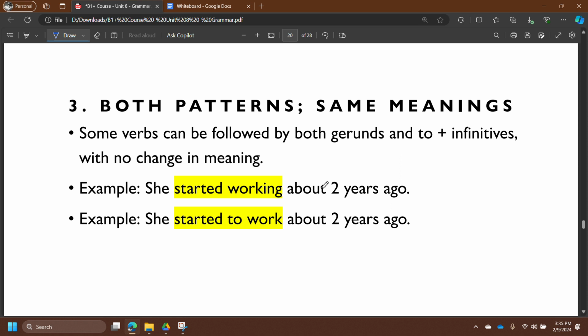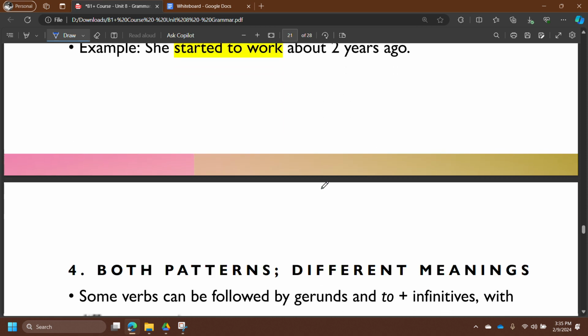Pattern 3. Both patterns but same meanings. Okay, so what do we mean by that? Some verbs, guys, can be followed by both gerunds and also to plus infinitives with no change in meaning, or at least no big change in meaning. Example, she started working about 2 years ago, or she started to work about 2 years ago. Both of them will be the same thing.